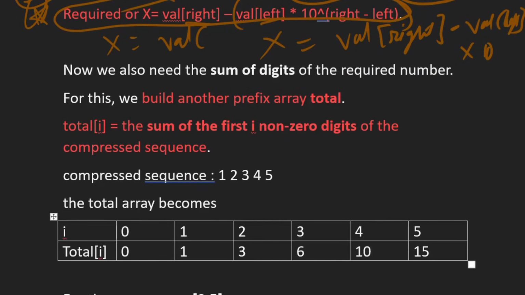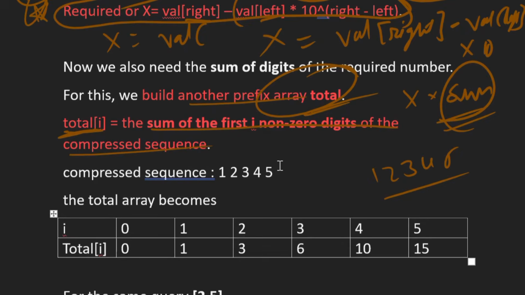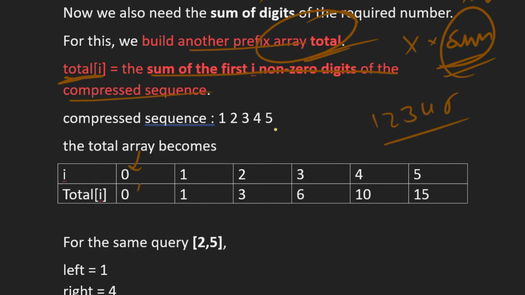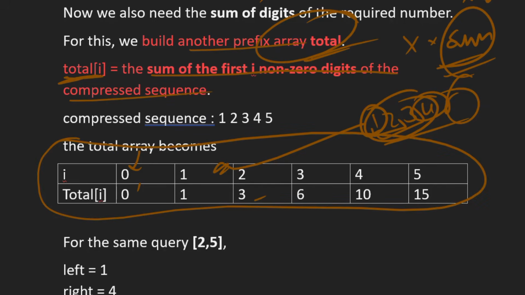Now once we get the x, to find the final answer for the query, we need x into sum. So now we need to find the sum. To find the sum, we'll build another prefix array named total. So total of I will store the sum of first I non-zero digits of the compressed sequence, right? As our compressed sequence was 1 2 3 4 5, total of 0 is 0, sum of first 1 digit is 1, sum of first 2 digits is 1 plus 2, that is 3, then 6, then 10, then 15. So this way we'll store the total sum, right?